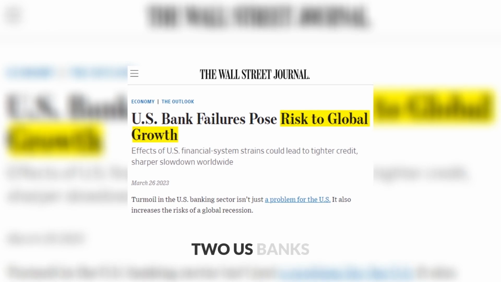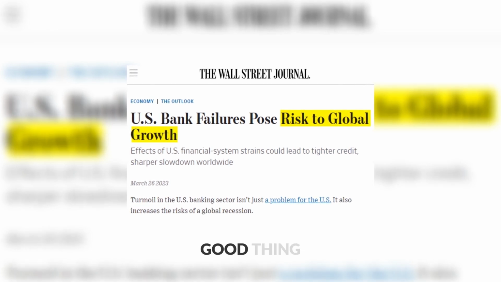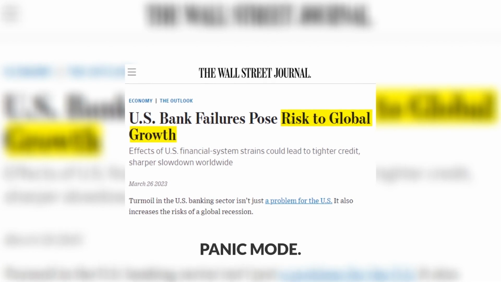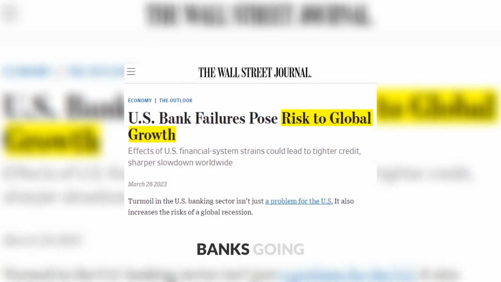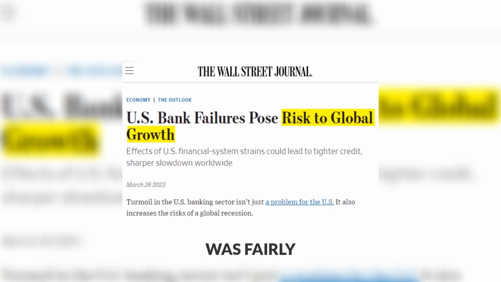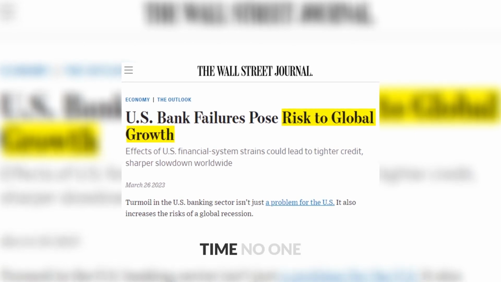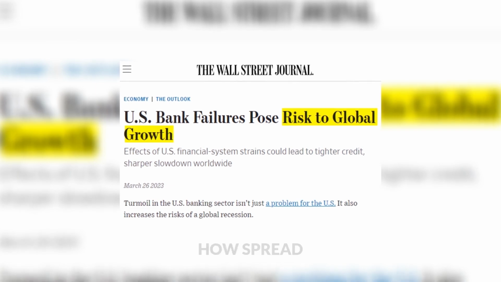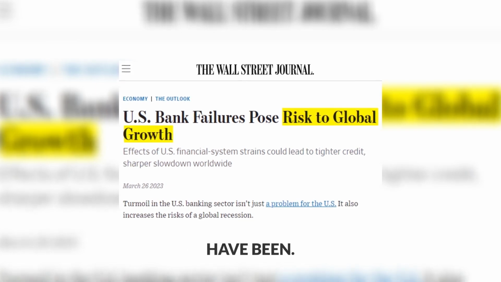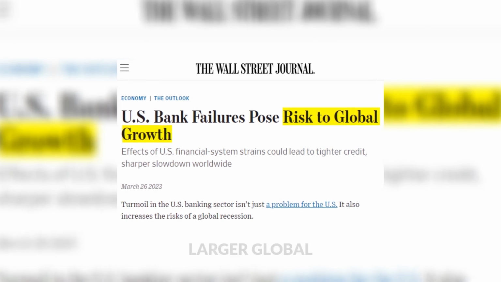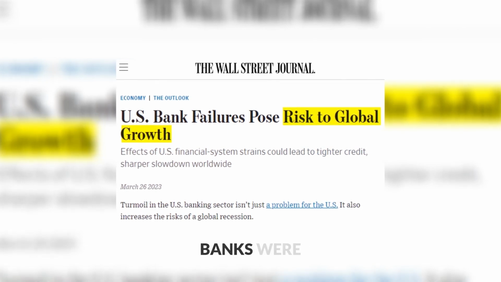For instance, in early 2023, two US banks went under. Obviously, that's not a good thing for investor sentiment, and in fact, the market went into full panic mode. Investors and traders saw banks going down, and the story in hindsight was fairly contained and limited, but at the time no one knew exactly what was going on and what could have been the consequences, how spread out the spillovers could have been. So the market precautiously feared a much larger global crisis if more banks were affected.